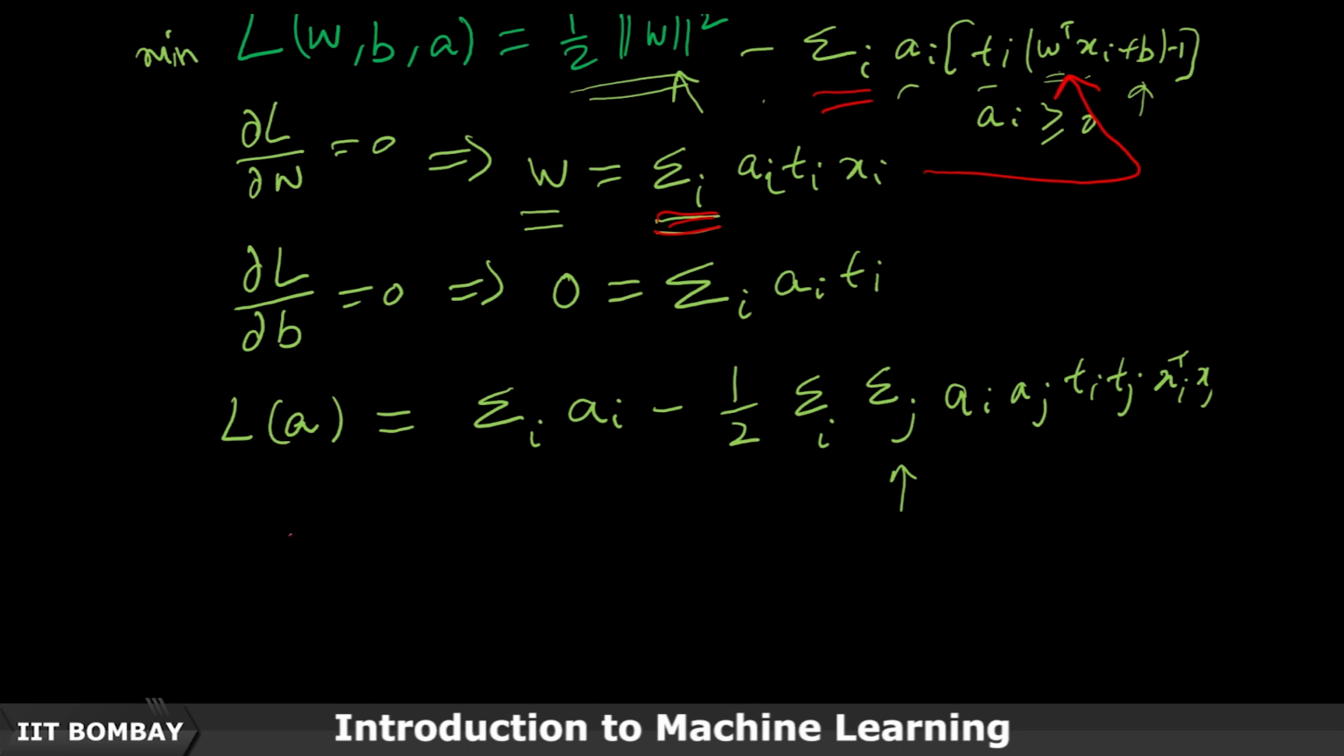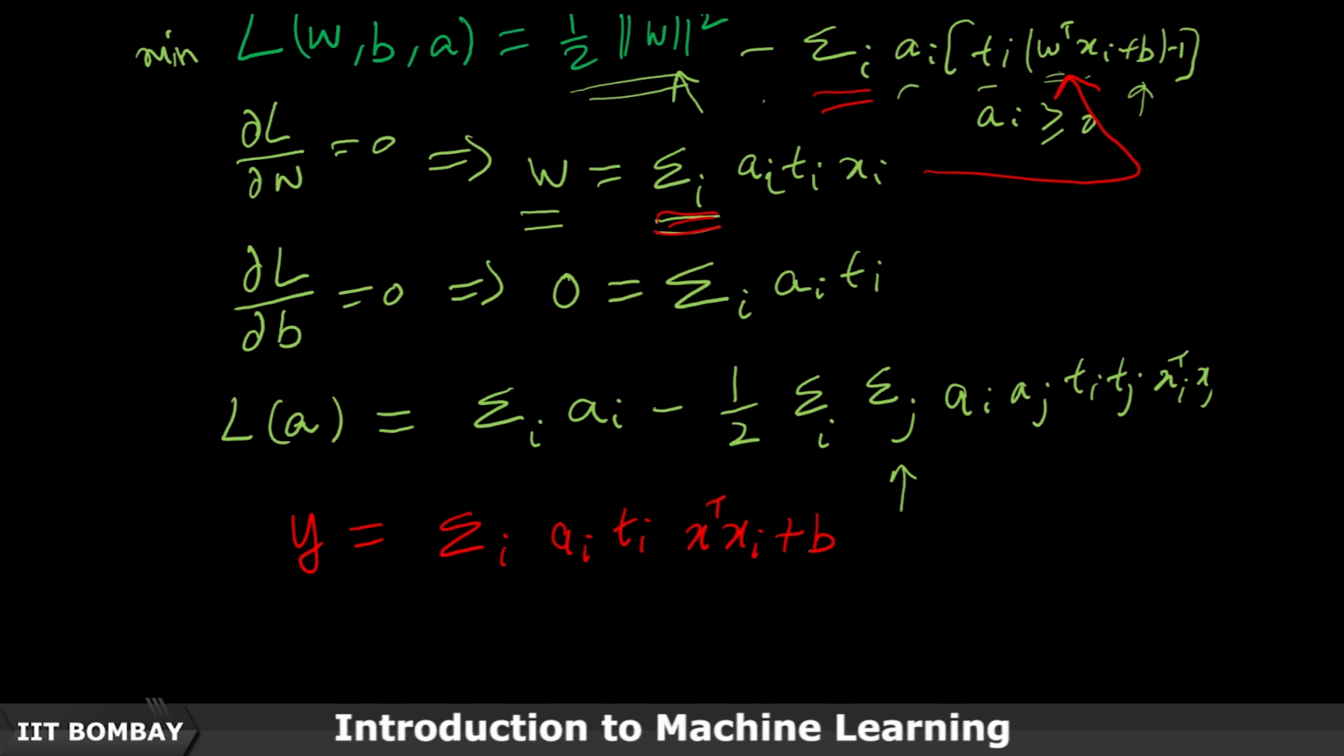And if we want to compute the output, for any particular input x, it is going to be the sum over all i of a_i, t_i, and x transpose x_i, plus b. And we can plug in the value of b whenever we can solve it.